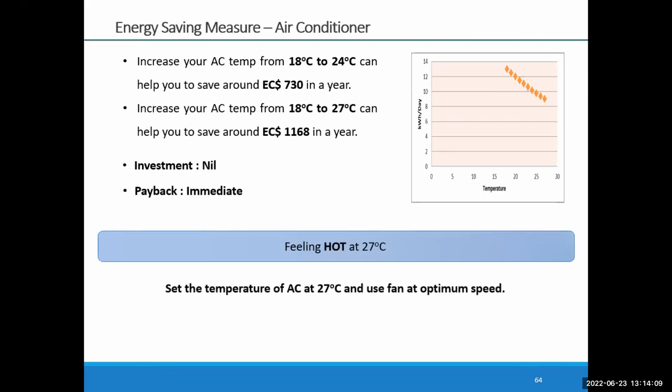Also, if you might be feeling hot when you set the temperature at 27 degrees centigrade, in that case, to circulate the cool air properly, we can also switch on the ceiling fan at optimal speed so that the air circulation in the room will be proper. Only a significantly small quantity of energy will be added to operate the fan at optimum speed or low speed.